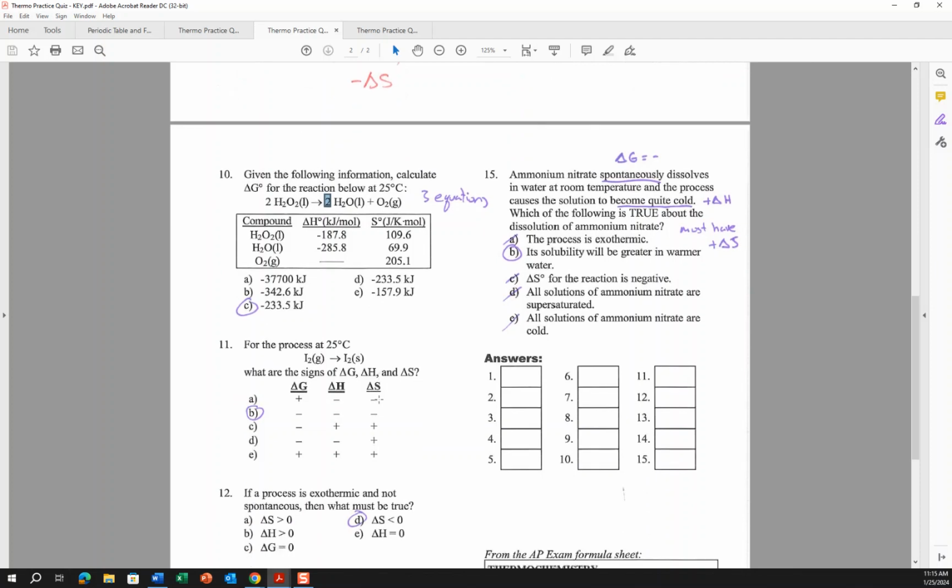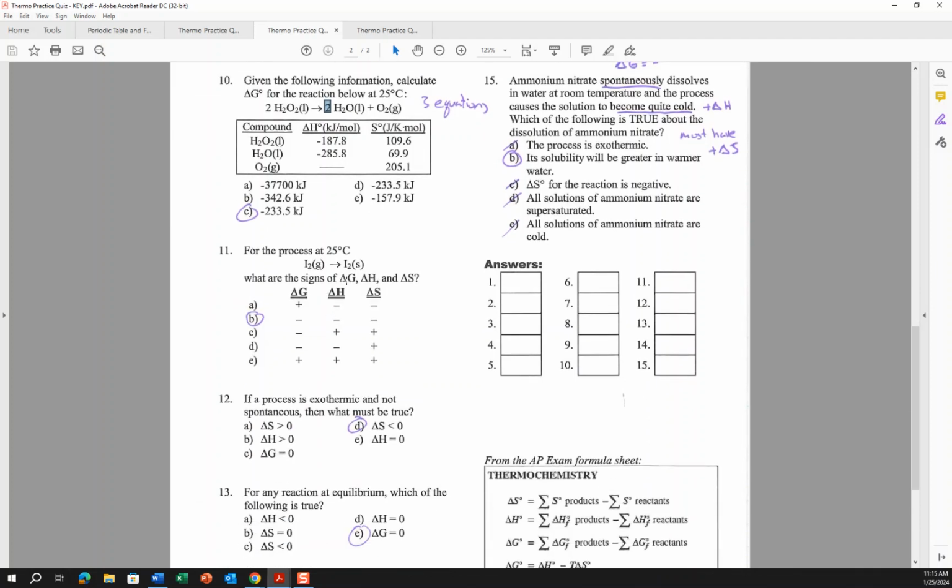So as we go to number 11, predict the signs of everything. So just real quick, gas to solid, that has to be a negative delta S. So we know C, D, and E can't be, right? Okay. Sorry, not solid to gas. I think I said that wrong. Gas to solid. So that's a decrease in entropy. So we know it has to be A or B.